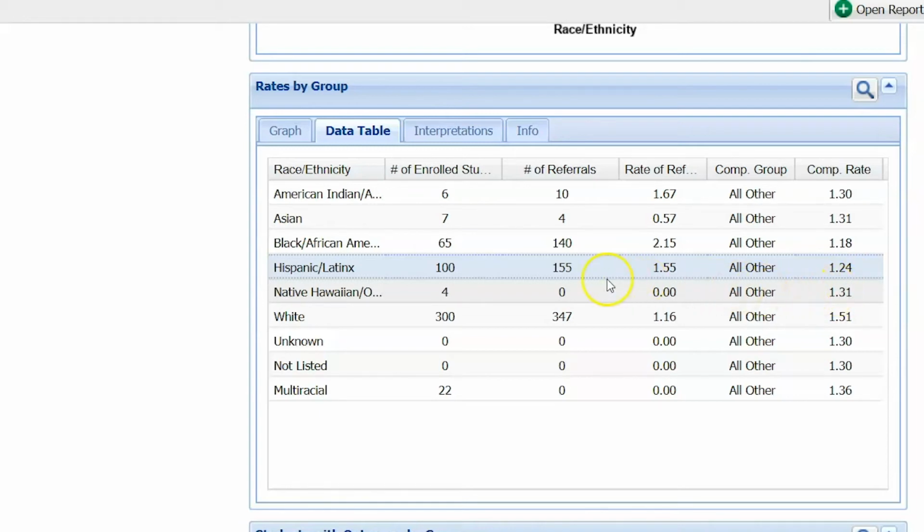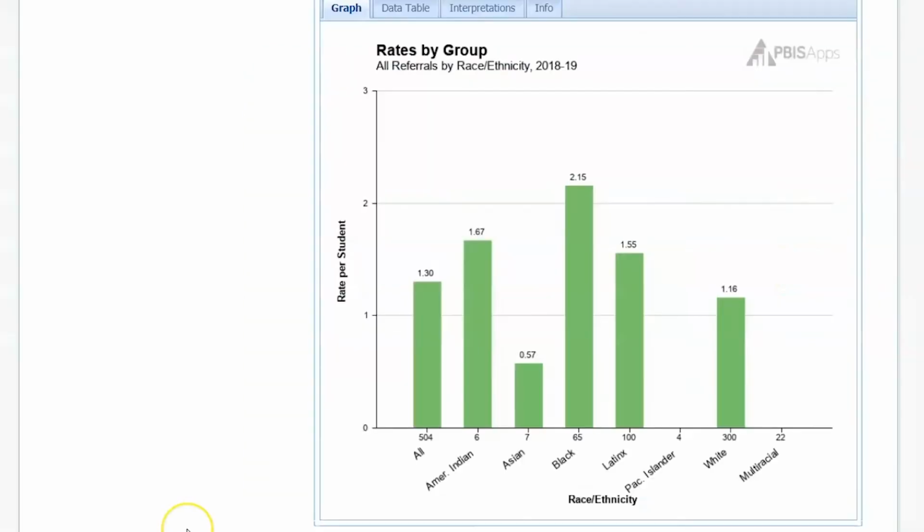In this school, students who identify as Hispanic Latinx receive referrals at a rate higher than their comparison group of all other students. Back on the graph, we see the rates for each group displayed. There is also one extra group labeled all. This is the average rate for the total school enrollment. This is not the comparator group of all other students. We see that on average, all the students in the school have received about 1.30 referrals per student.